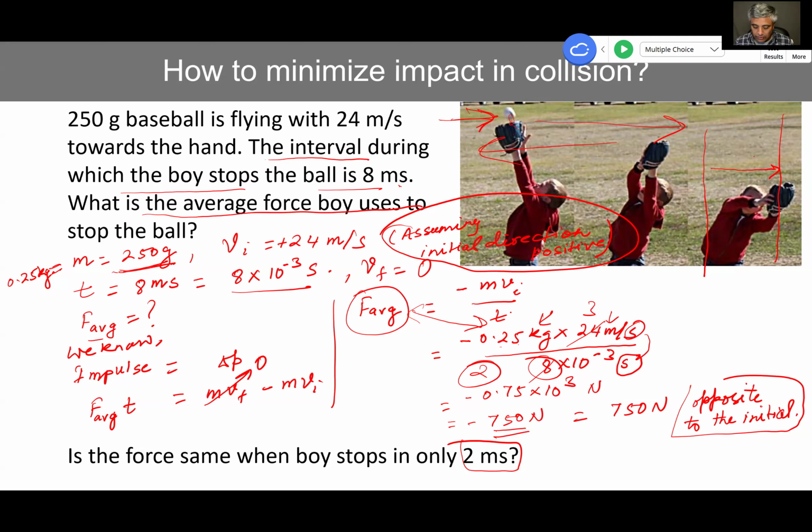Or you can go through all this process and just replace that 8 milliseconds by 2 milliseconds. You'll get 4 times more force. So 4 times of that is 3000 Newton, I guess. Oh, looks pretty large. Okay, so that's how we use the impulse momentum theorem to find average force, or to find the final velocity.